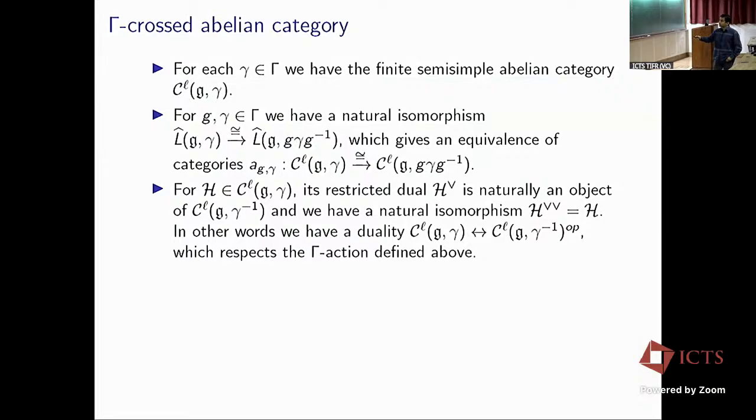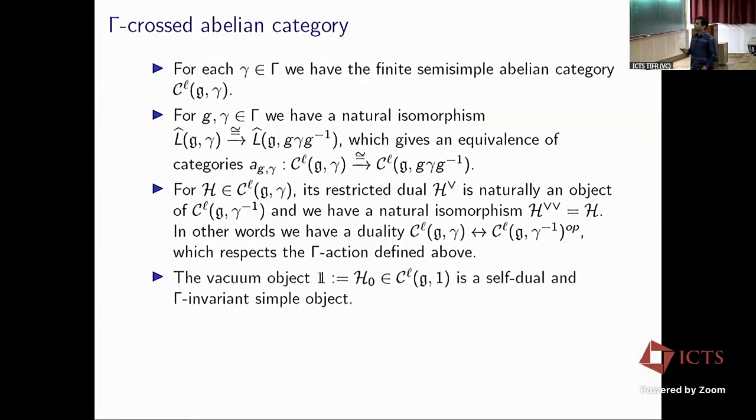And moreover, this is compatible with the gamma action, right? So this gives a gamma action, and this is compatible with the gamma action. And another important object here is this vacuum object at level L. Basically, you take now, this is the untwisted. So 1 here denotes the identity element of our finite group. So that's the usual untwisted affine algebra, and you have, basically, induced from the trivial representation. So that's called the vacuum representation at level L. So this vacuum representation is self-dual, and it is gamma invariant.